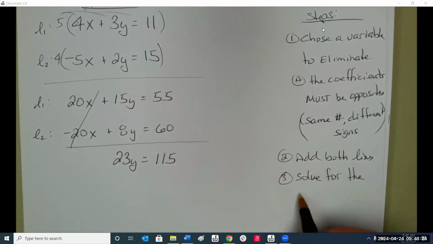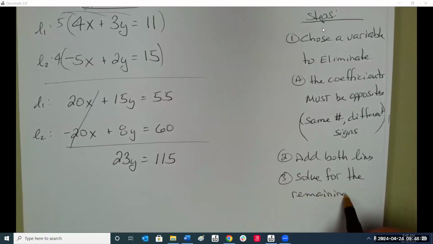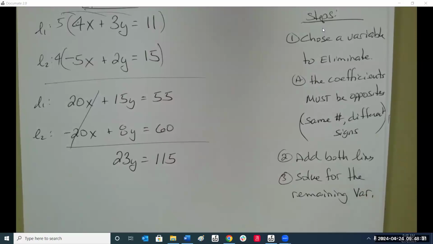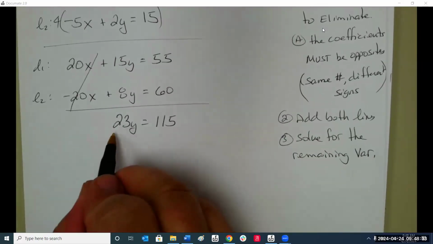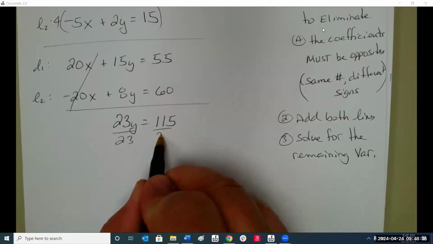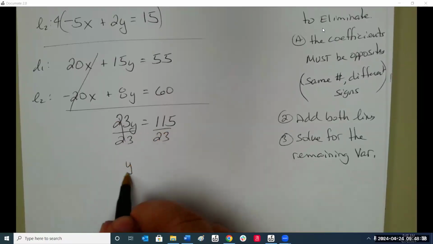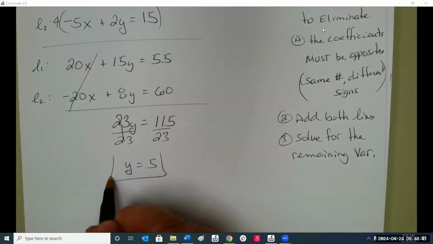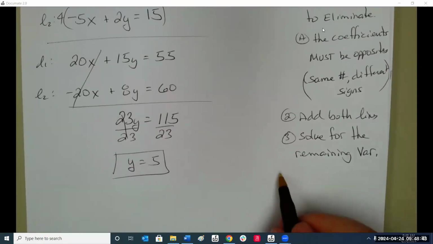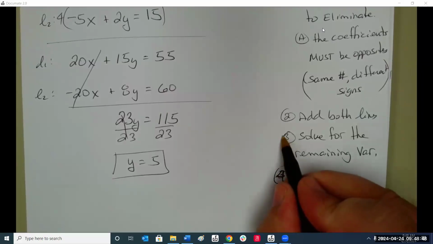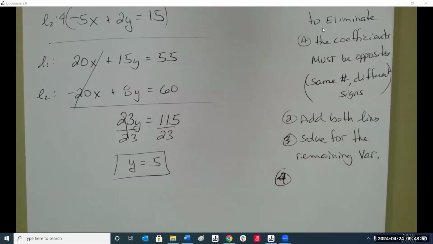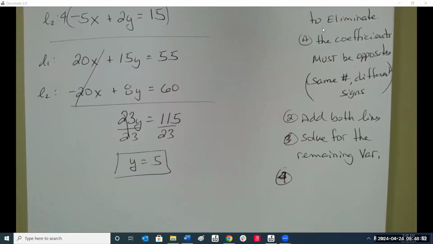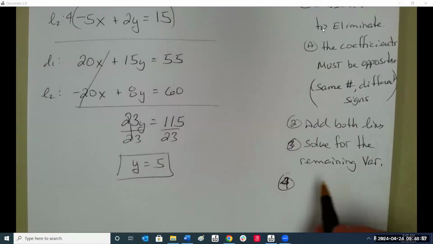Solve for the remaining variable. So we divide both sides by 23. Y equals 5. What do you do with that 5? Which one? It doesn't matter because we used them both in the beginning.